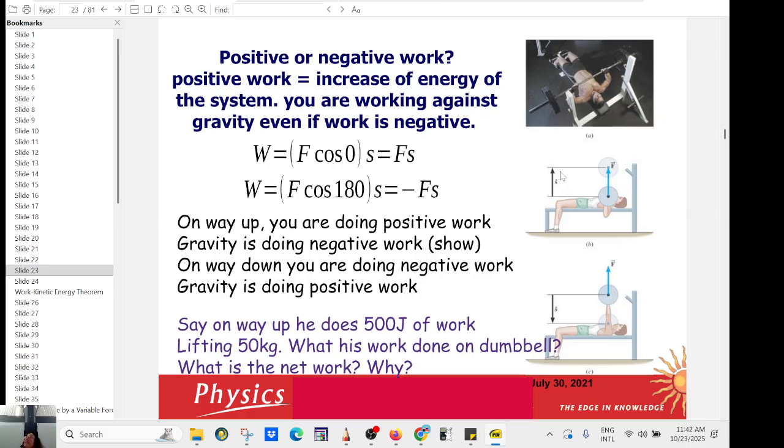So what is doing negative work? Very good, gravity, right? So that's why the net force is zero. So there is no net force. You are doing work against gravity. Now, when you lower down, are you doing positive work or negative work? Negative, because the force and the displacement have opposite directions. So you are trying to slow it down so it doesn't crush you, right? And gravity is trying to do positive work. You're always working against gravity.